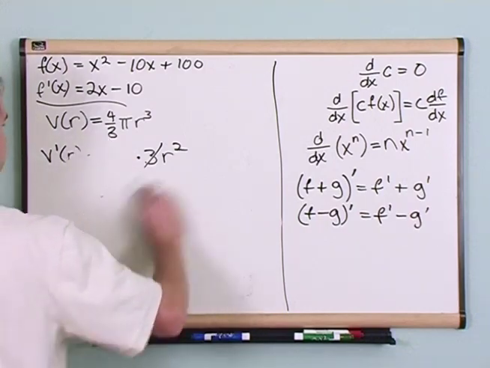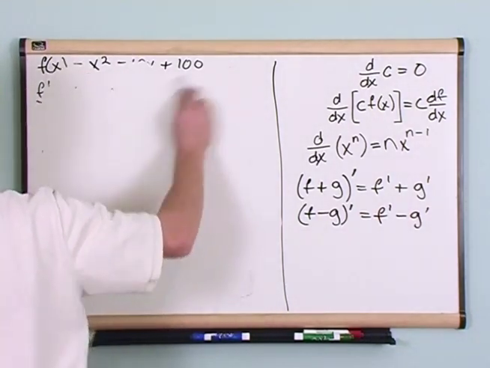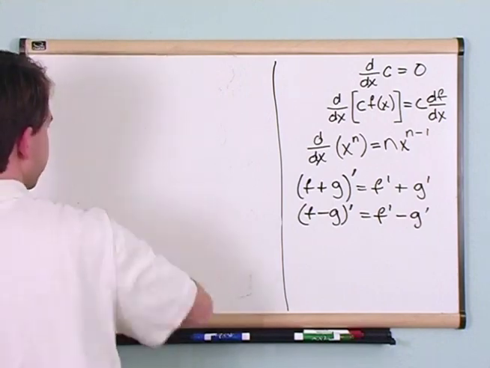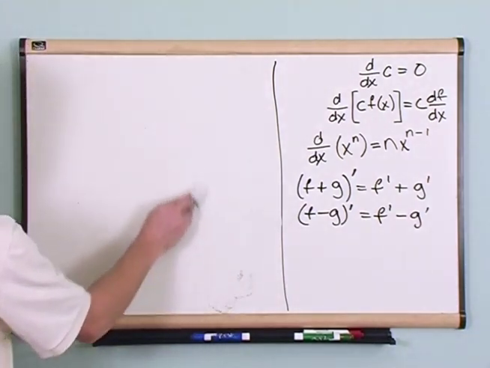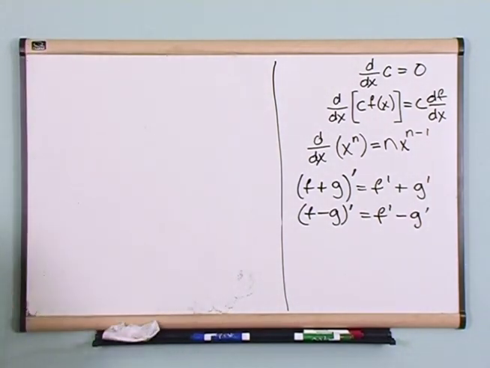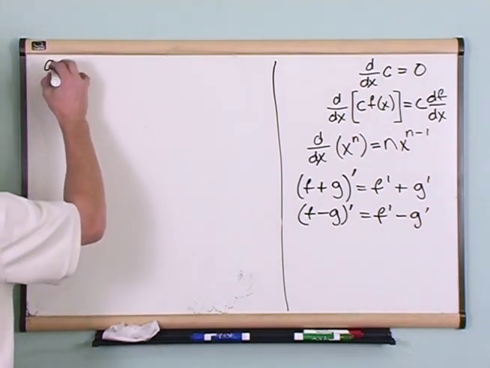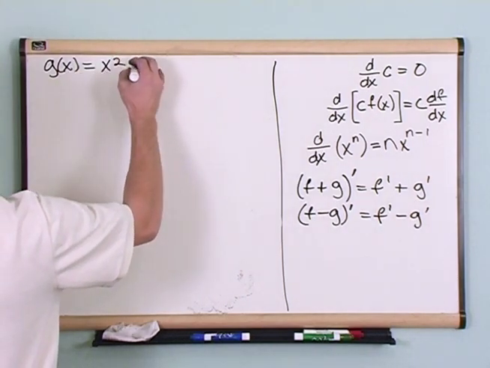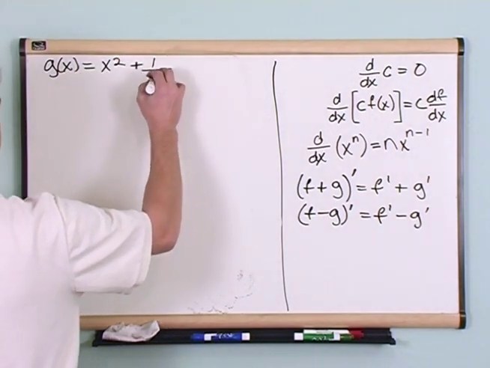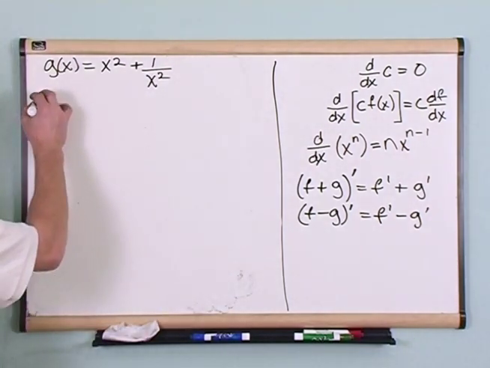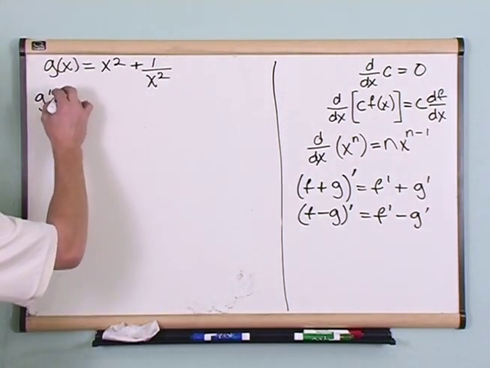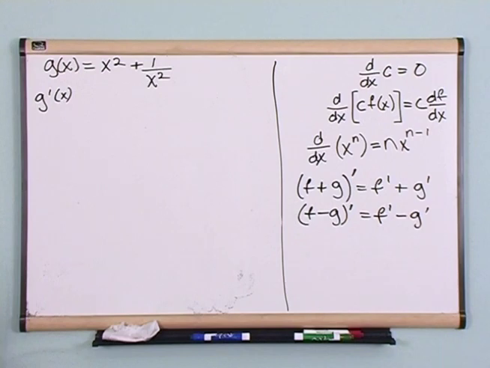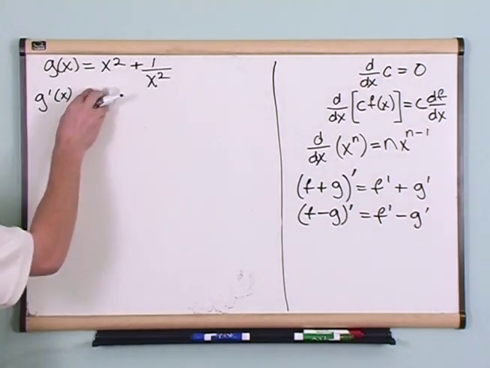Now, I'll go ahead and do one more quick example of how to apply these particular formulas here, and then I'll go on and teach you another one. What if you have g of x, and that's equal to x squared plus 1 over x squared? And they say, what is g prime of x? That's what you're trying to find.